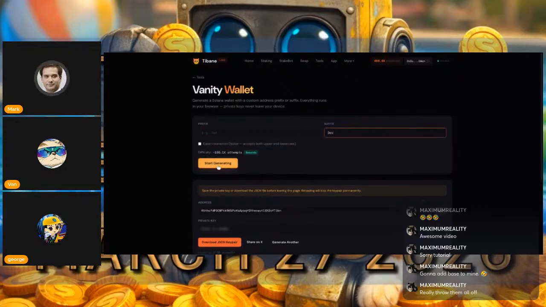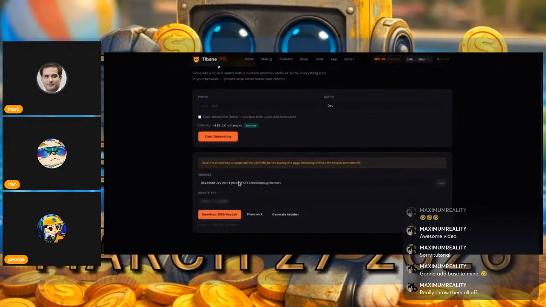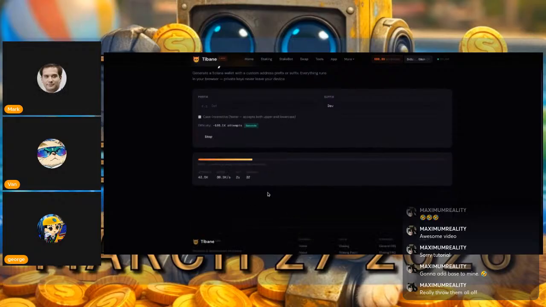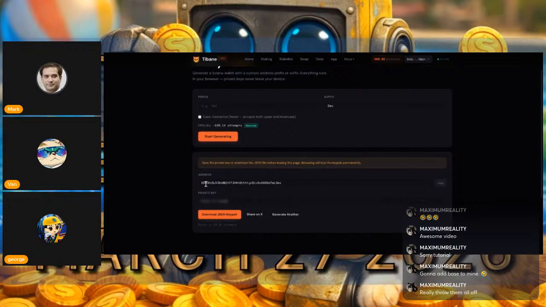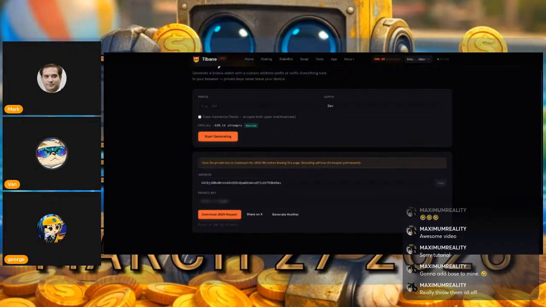You want a dev suffix, it's going to take a few seconds on here. That's really cool. I think it's so good that it's free, so that you can just generate again and again until you find the address that goes for you. This is the whole point of generating vanity addresses. You have to be able to find something you like. That's really cool that you actually generated a dev ending address.